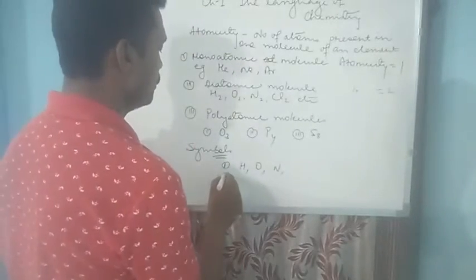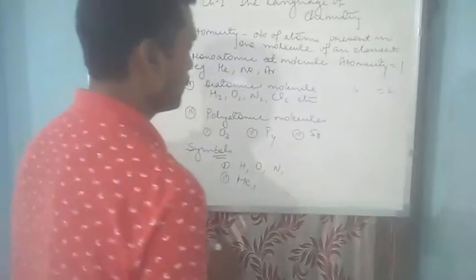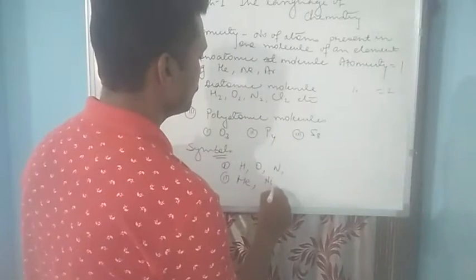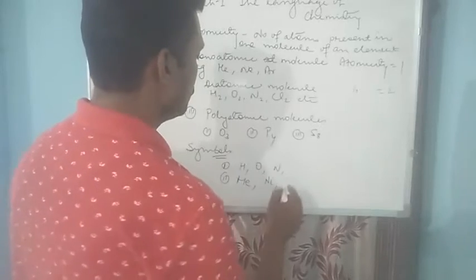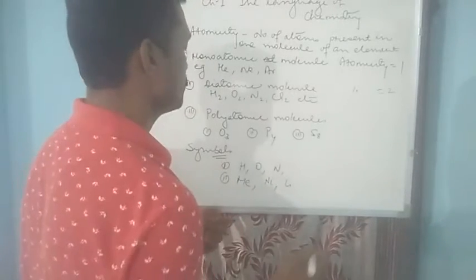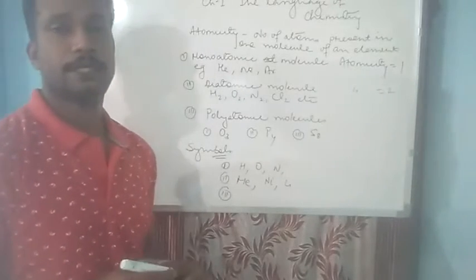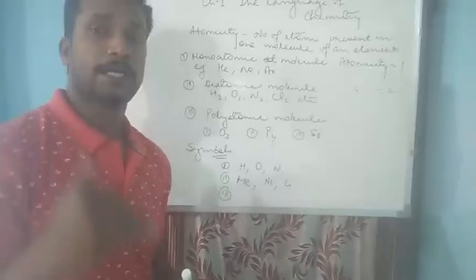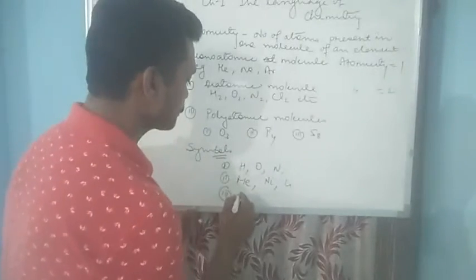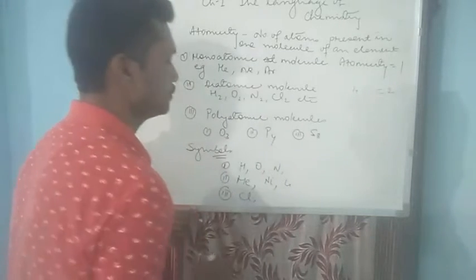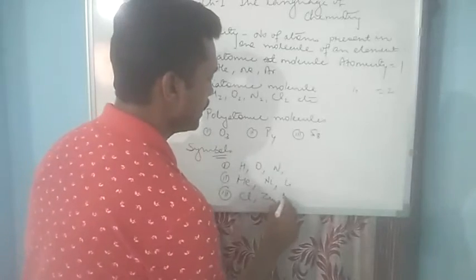Examples are helium, He, then nickel, Ni, then lithium, Li, and so on. Sometimes elements are also represented by writing the first and the third letters, like chlorine, Cl, then zinc, Zn, magnesium, Mg.